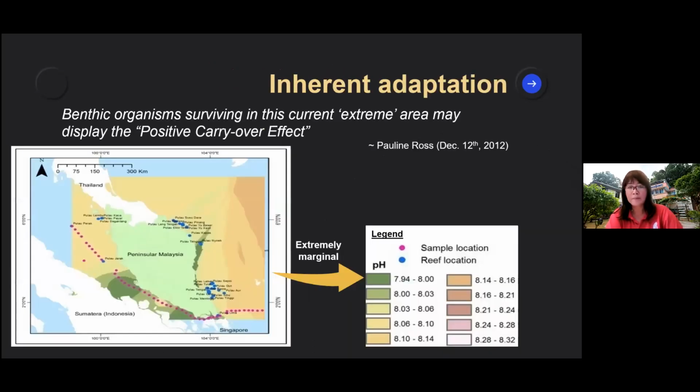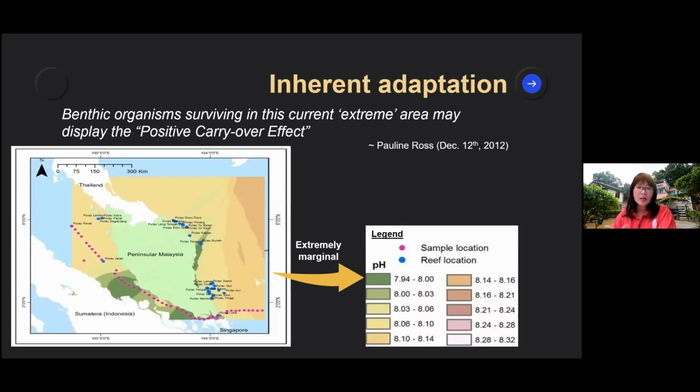And then what I would like to emphasize here is the inherent adaptation. Inherent adaptation is something that can be inherited, or is it already existing in the oysters themselves? Based on the reference by Pauline Ross, she did mention that benthic organisms surviving in this current extreme area may display a positive carryover effect.